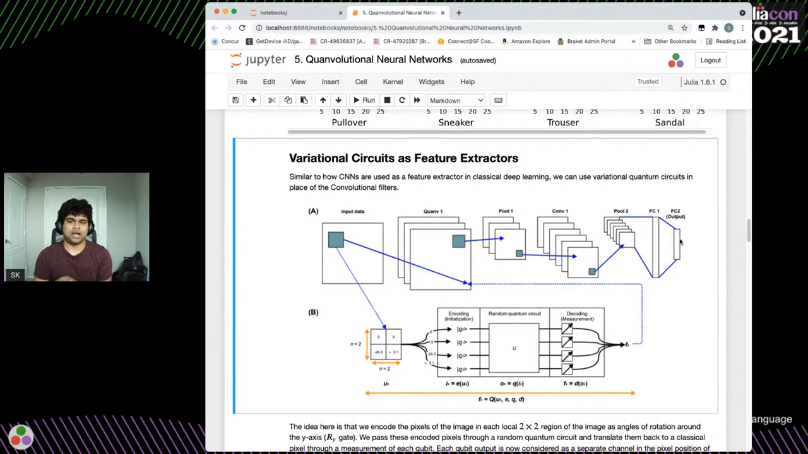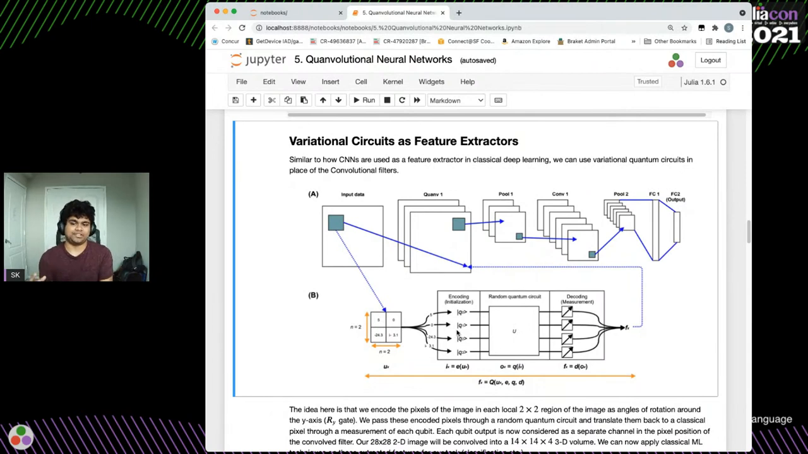So now in our convolutional neural network case, we're going to be doing the exact same thing, except that we're going to be replacing the convolutional filters with quantum convolutions, right? Which is basically you would apply a variational circuit for each local region of the image. And this works particularly well because of the qubit limitation that we have. Now, instead of requiring 28 by 28, which is 784 qubits, you can simply have 4 qubits and then encode the image using those 4 qubits, right?